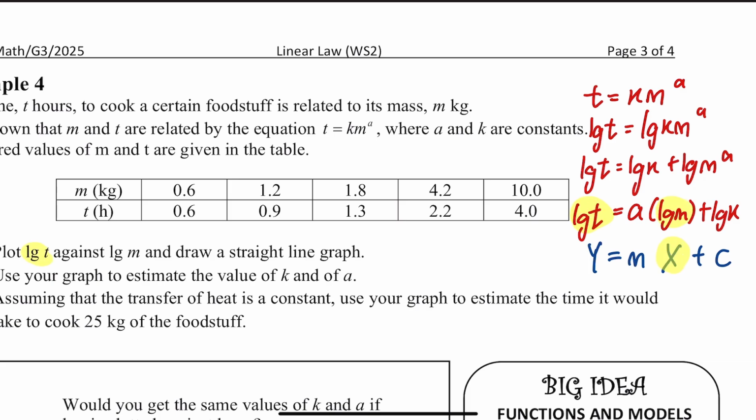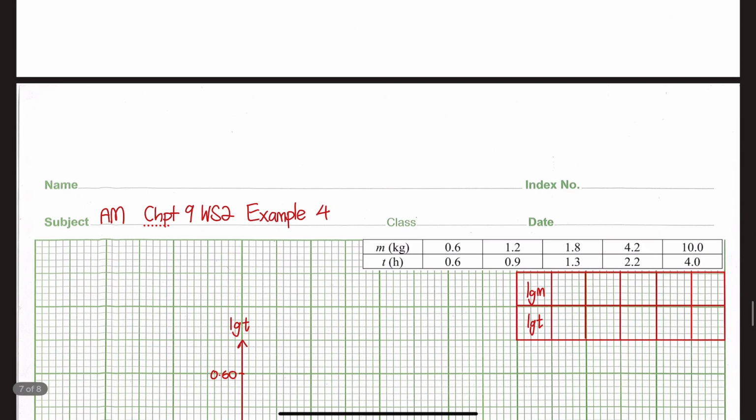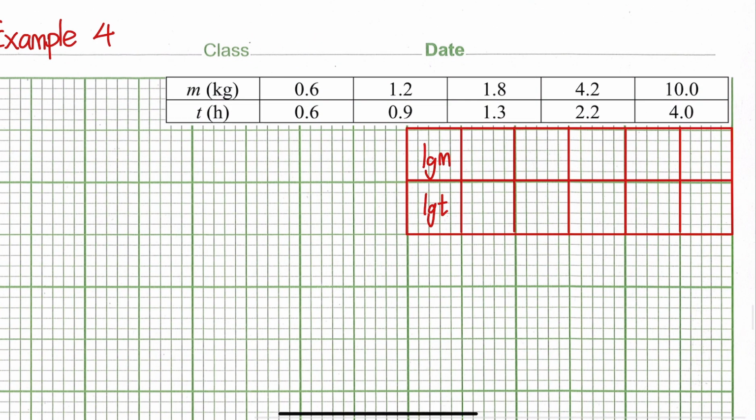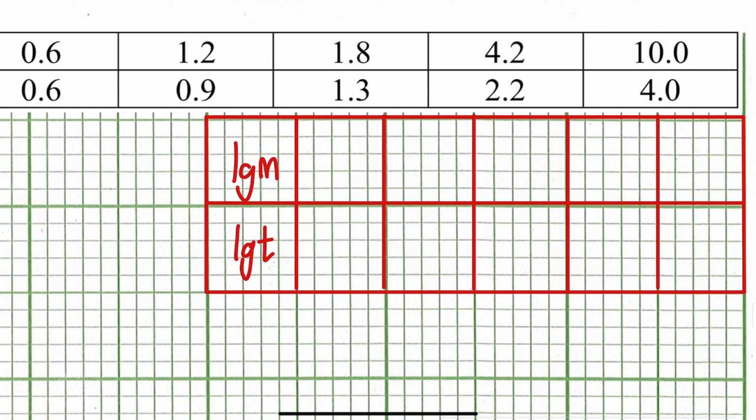Log m is your horizontal axis. Log t is your vertical axis. Which means that a is your gradient, log k is your vertical intercept. So now once I've drawn this graph here, I can now draw the table of values. So now fill in the table of values into your graph paper over here. In the top right side, I'll now fill in the table of values. I'll simply calculate from here. 2SF is sufficient in this case.